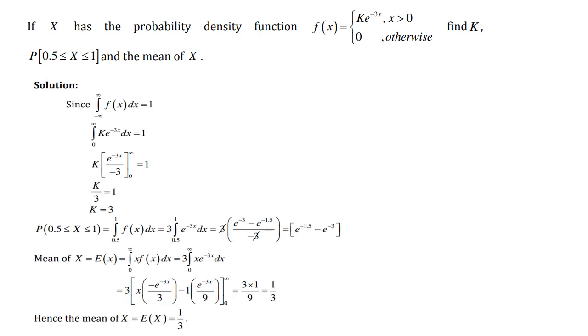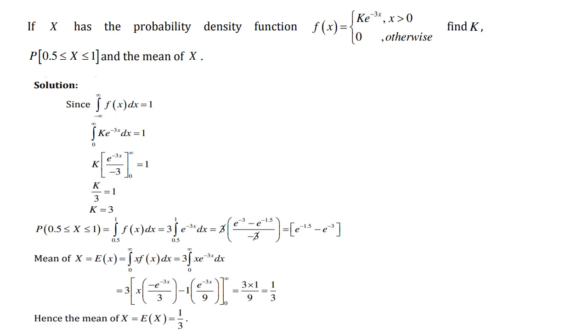Since the integral from minus infinity to infinity of f of x dx is equal to 1, therefore in the place of f of x, we are going to apply k into e to the power of minus 3x dx. When we apply the limits with the lower limit 0 and the upper limit infinity, when we integrate it, we will be getting the answer as k is equal to 3.